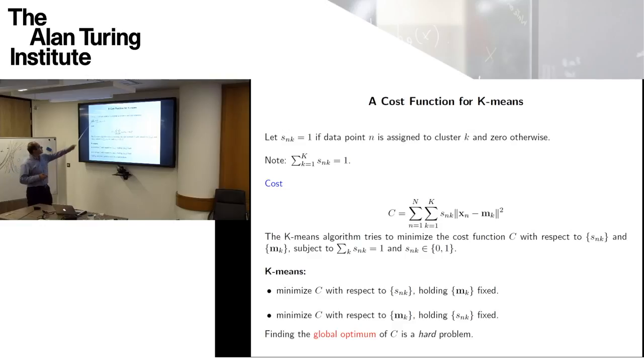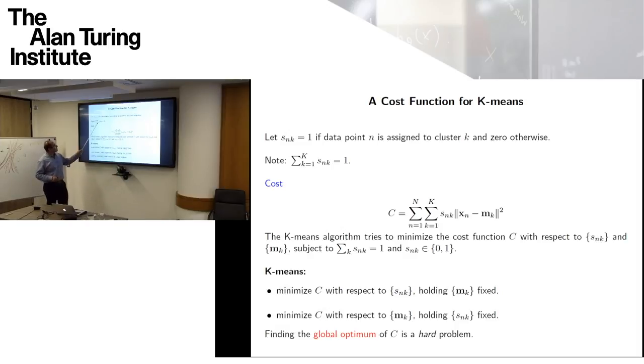Okay? So here is a cost function for k-means. We're going to change the notation a little bit because it helps us. I'm going to say there's binary variables s_nk, which are either 0 or 1. s_nk equals 1 if data point n is assigned to cluster k. That's going to tell me the colorings or assignments of my data points.